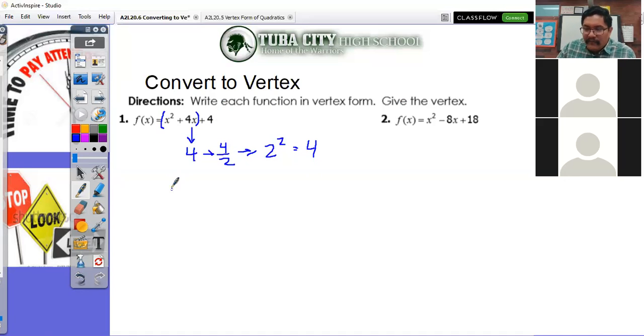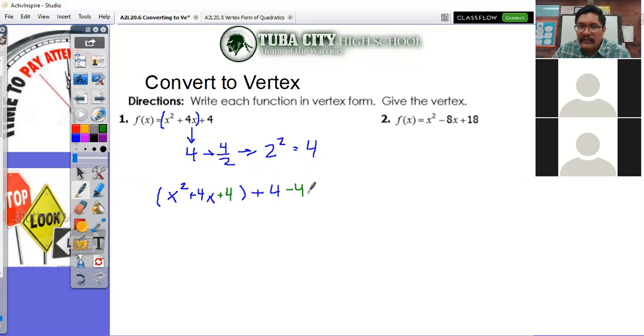Okay, so now we know it's 4, so let's go ahead and plug it back in. So we have our group here, x squared plus 4x plus 4 on the outside. Now this 4 here, I'm going to minus it here and minus it here, or add it here, I should say.